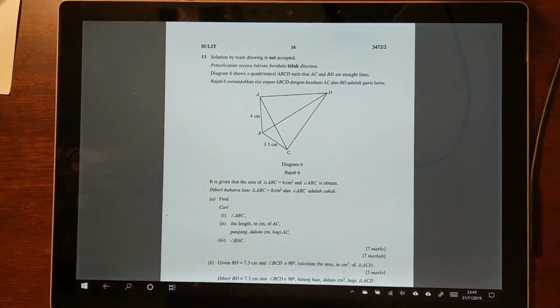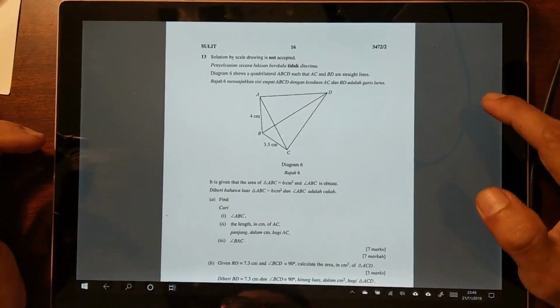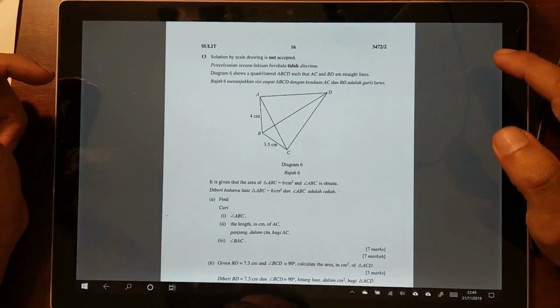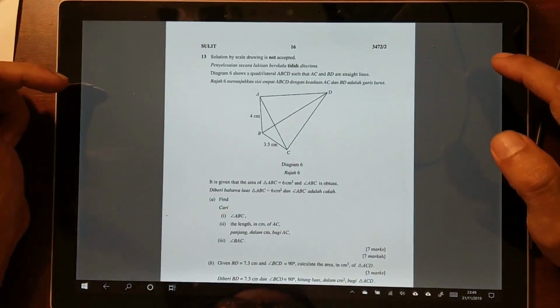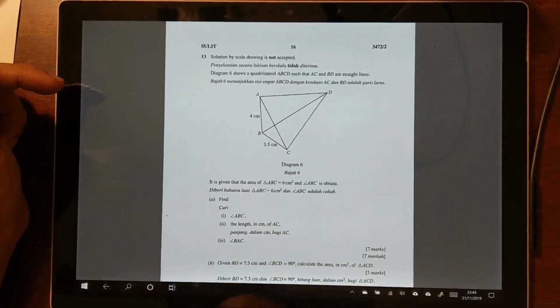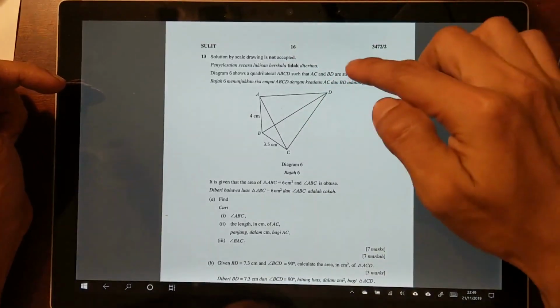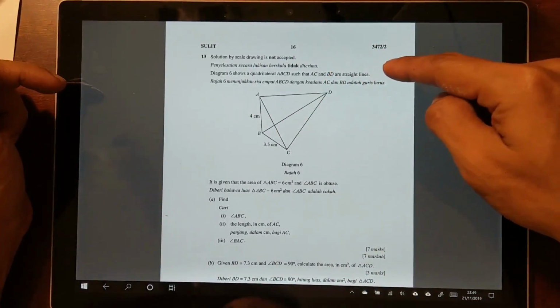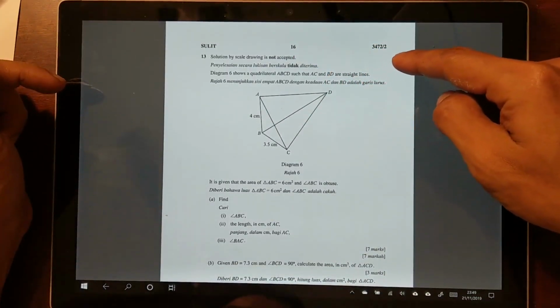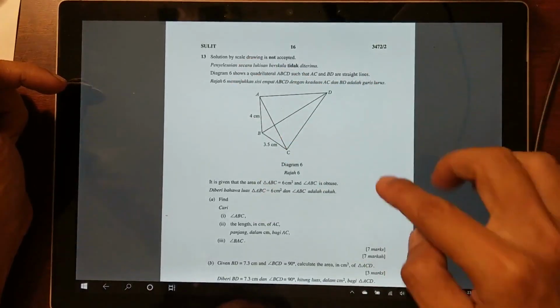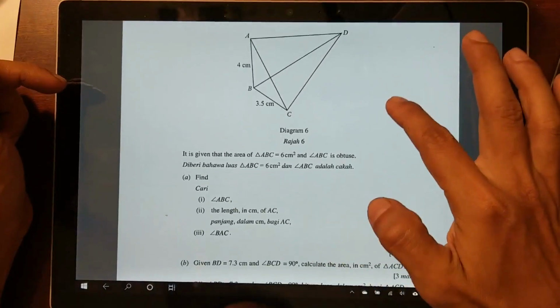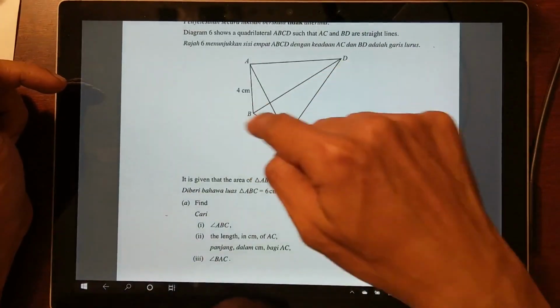Okay, so in this video we're going to attempt the 2019 SPM Add Maths Paper 2, question 13. It's a geometrical question, a question on geometry. Solution by drawings not accepted. You've got a quadrilateral such that AC and BD are straight lines. Okay, straightforward. It is given that the area of ABC is 6 centimeters square.